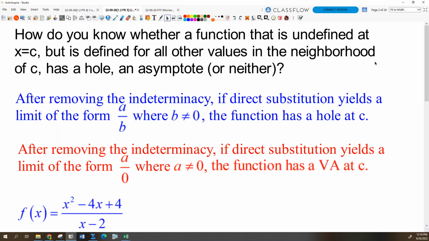mathematics. How do you know whether a function that is undefined at x equals c is a hole or an asymptote? Because it's one of the two. It's not neither, by the way. This is not even an option. Okay. Is it a hole or an asymptote?